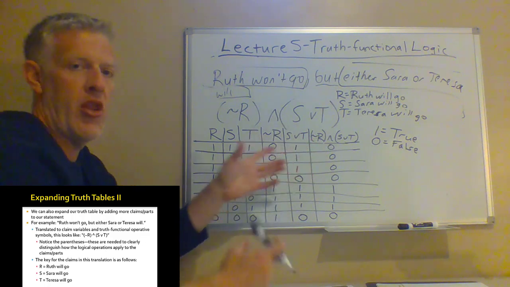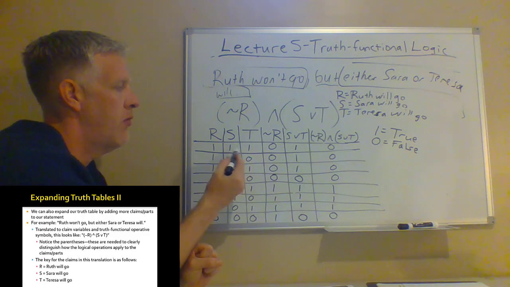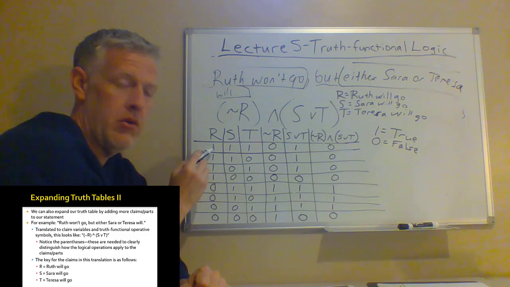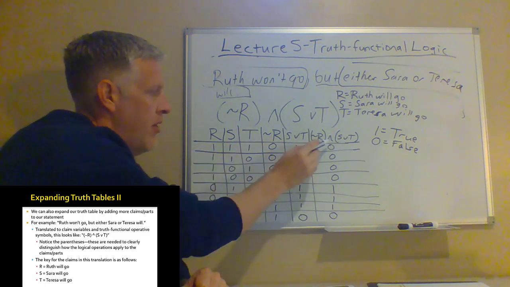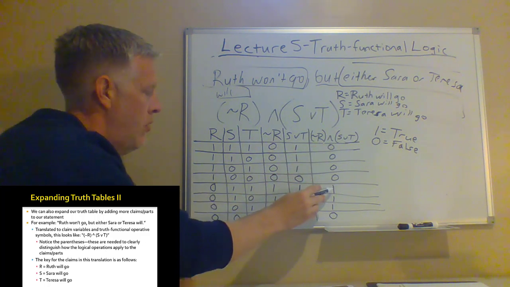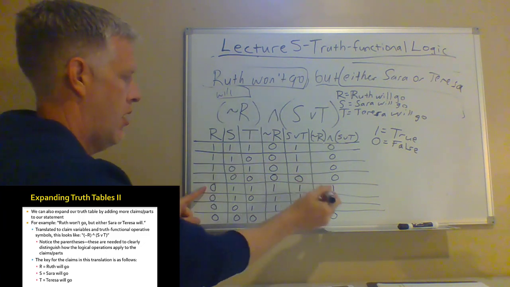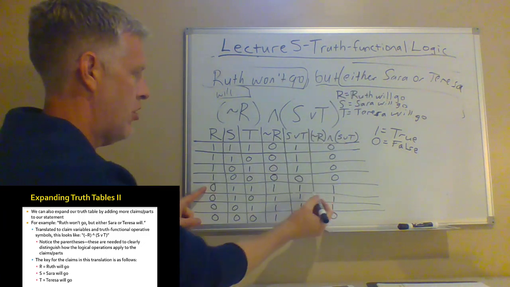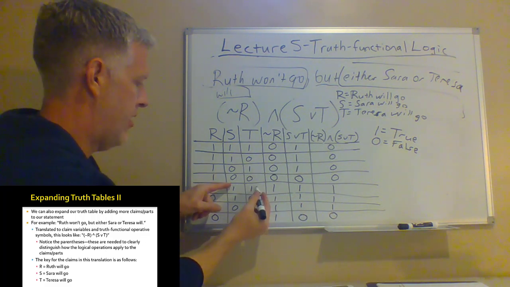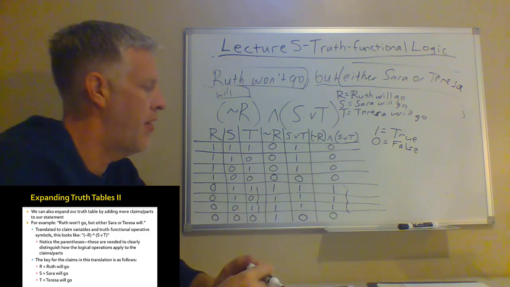So what we've done here is represented the truth value of what they're saying based on all the possible scenarios that could have played out, right? Ruth went, Sarah went, and Teresa went. Well, then what they said as a whole was false because they said Ruth wouldn't go, but Ruth did go. So if Ruth goes, then what they said as a whole is going to be false. When is it going to be true as a whole? Well, when Ruth doesn't go, okay? And when either Sarah or Teresa does go, okay? So in all three of these scenarios, one of them goes, right? And what do you know? In all three of those scenarios, the thing as a whole is rendered true.